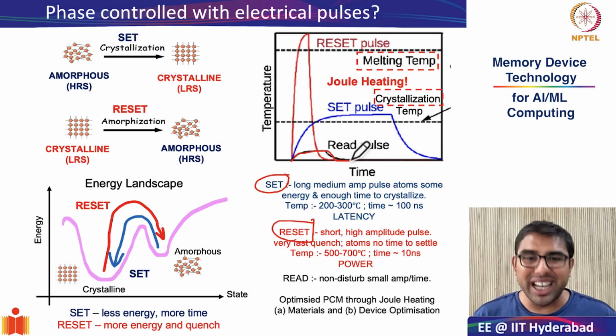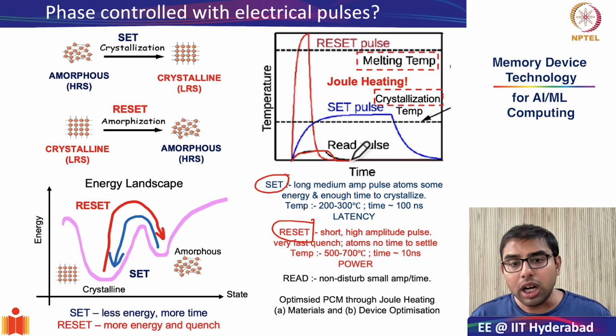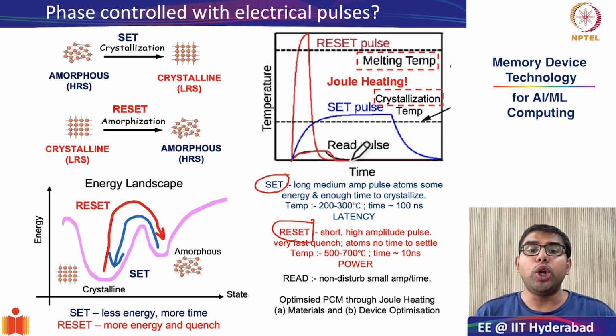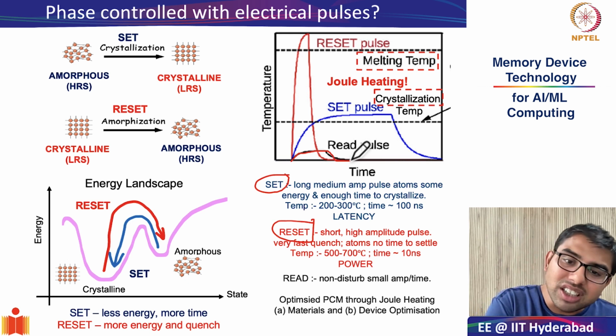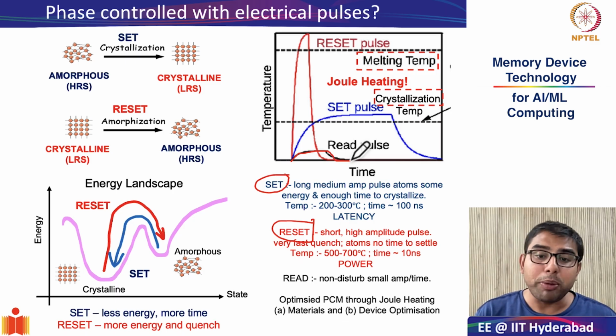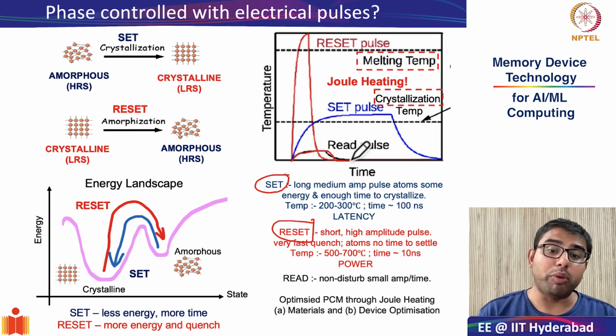Furthermore, to optimize the phase change material through the process of Joule heating, we have to ensure that we do a very good engineering both in terms of materials and in device optimization. So the materials optimization and device optimization of PC RAMs is what we will see in our next class.